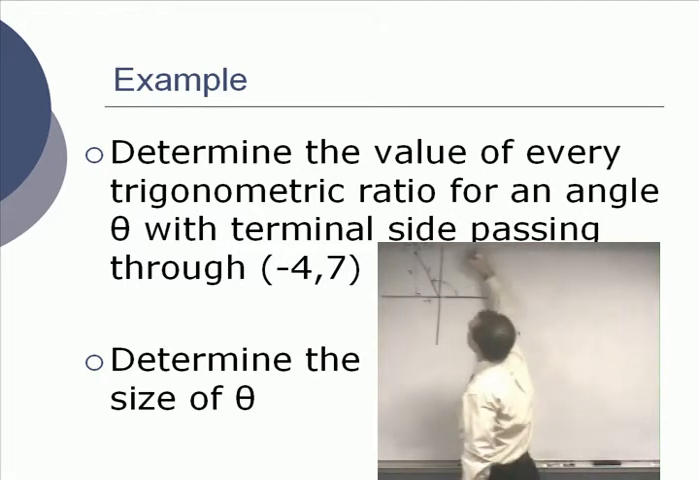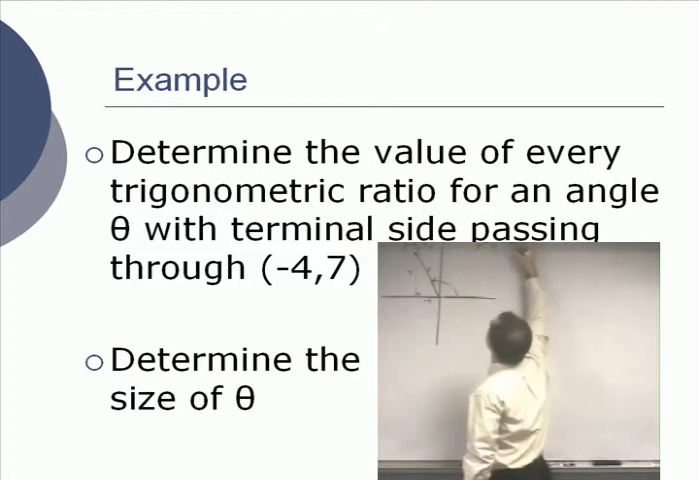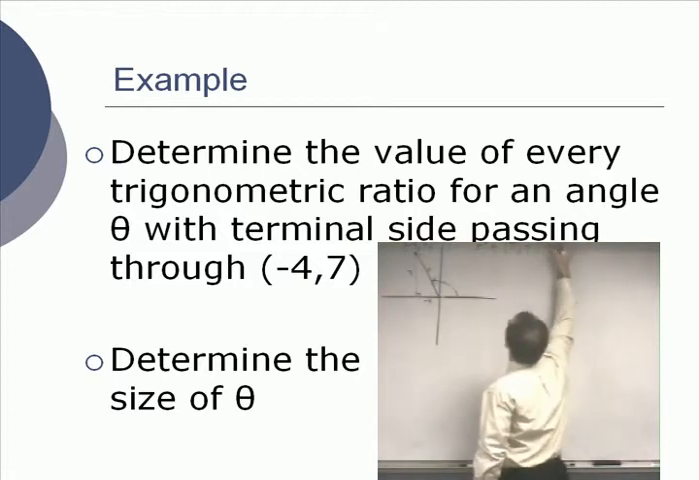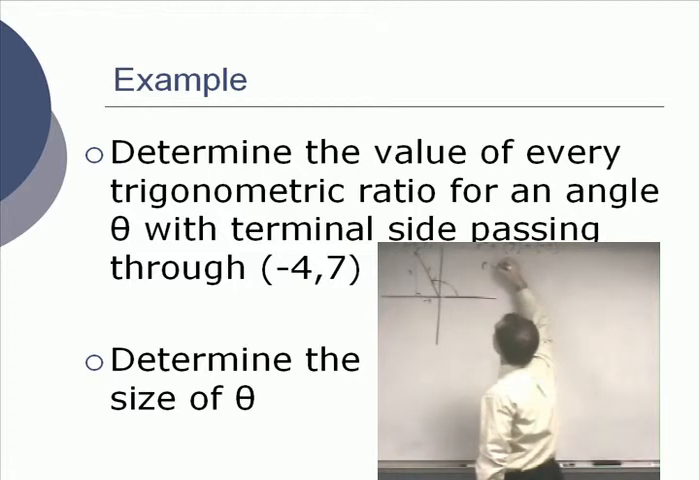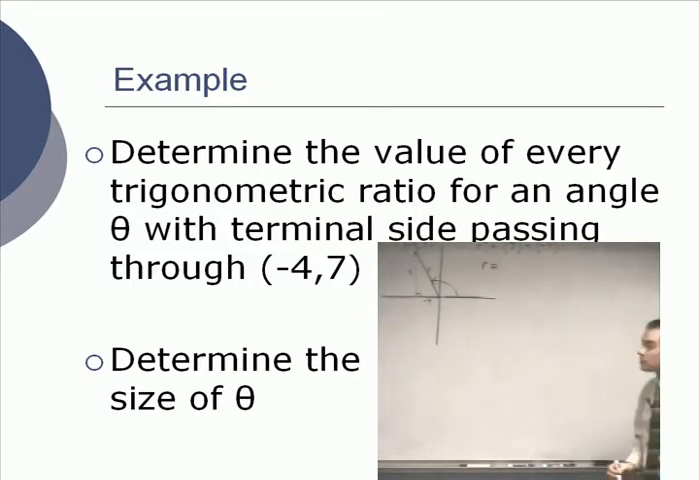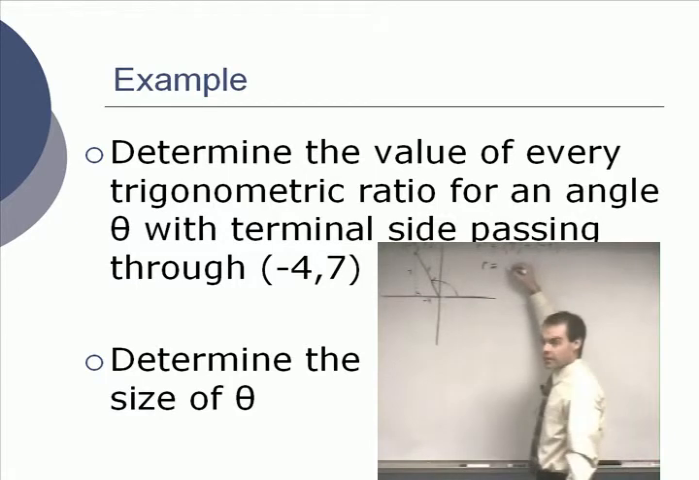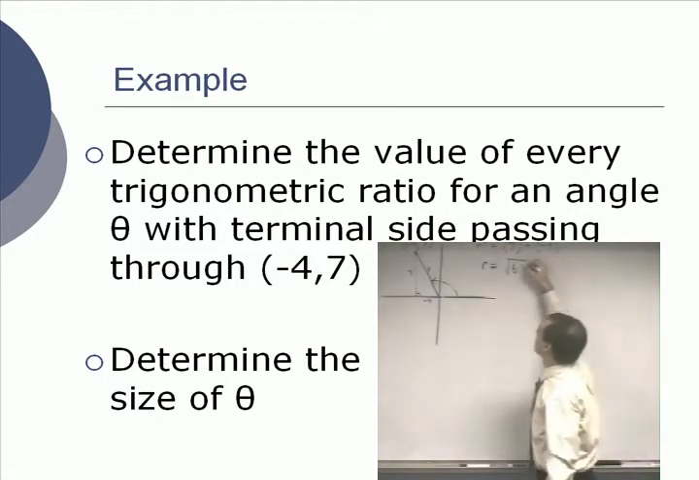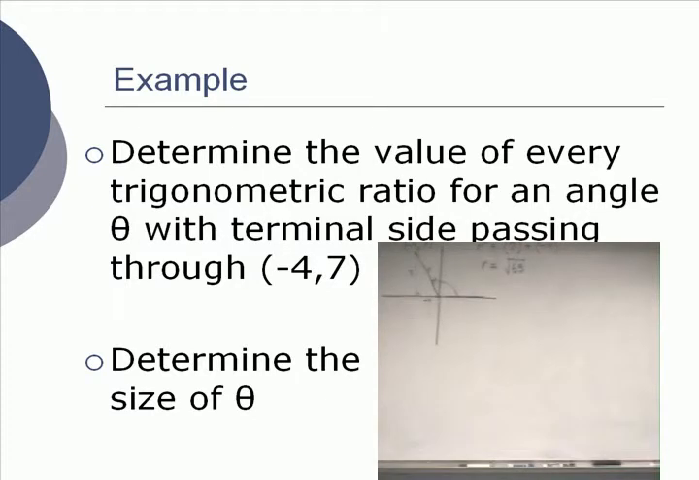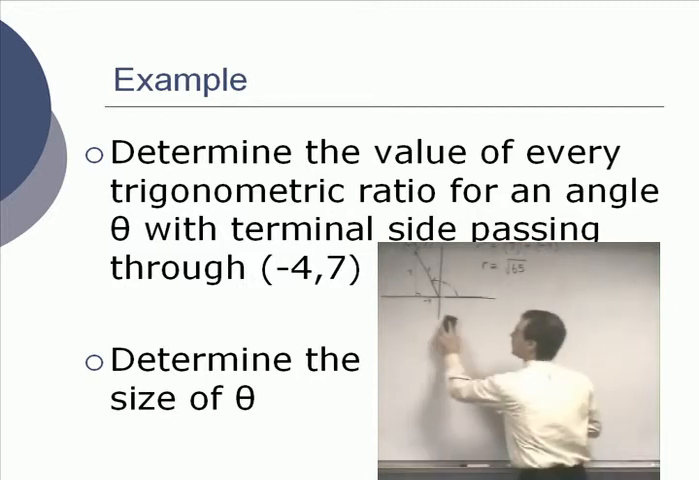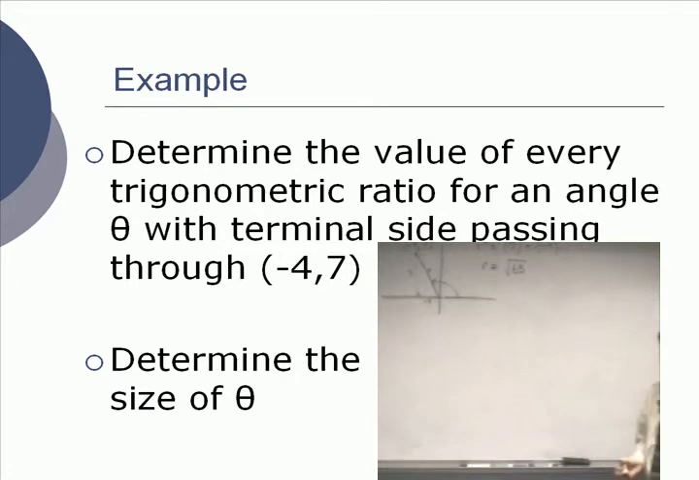Well, if that's r, we know that r squared is equal to 7 squared plus negative 4 squared. Go through the trouble and you're going to find that r is equal to square root of 65, right? You're going to leave it as square root of 65 because we're going to write the exact trigonometric ratios. We're not done with the problem, so we're going to leave it exact. Later on, we can round it if we need to, but for the purposes of what we're doing right now, we're going to leave it exact.